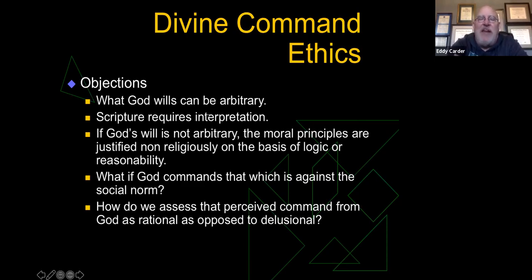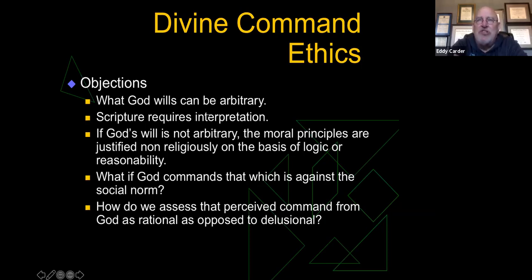Well, the first objection I put there is that what God wills can be arbitrary. Some would say what God wills can be arbitrary. Now, let me elaborate upon that. This is true especially in a Platonic dialogue entitled Euthyphro. It's a dialogue written by Plato. In that dialogue, this is basically the dilemma that Euthyphro is up against, and that Socrates confronts Euthyphro with.